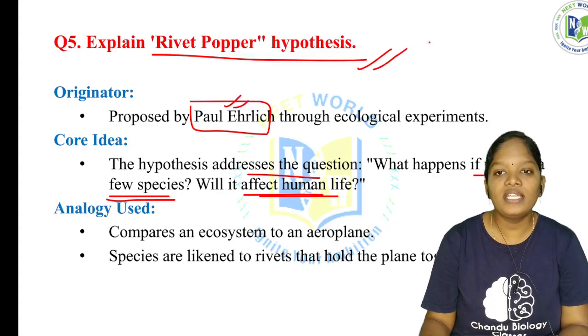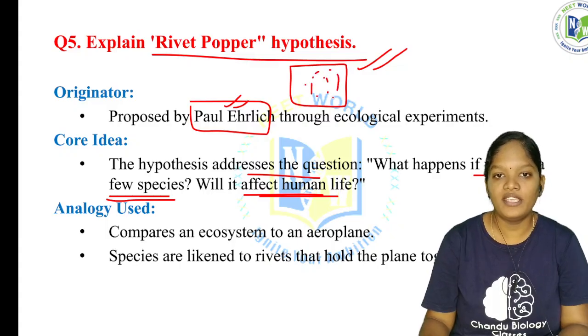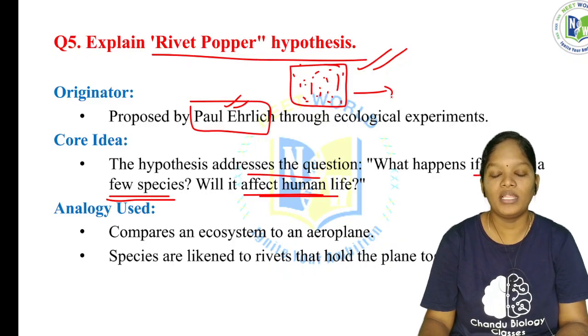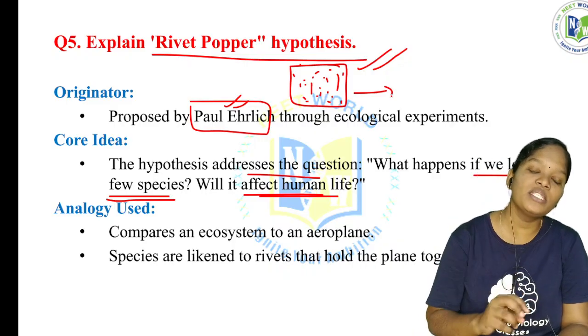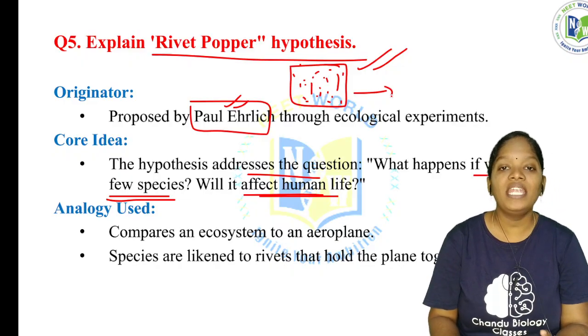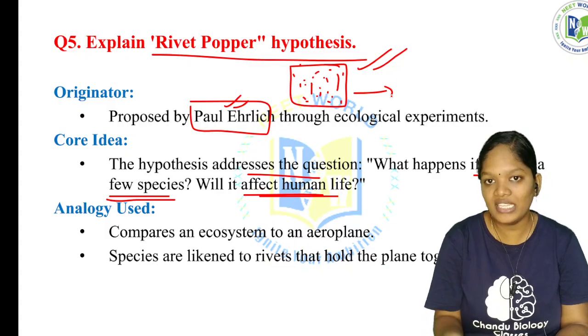Okay, so we consider this as an ecosystem. There are many species in this ecosystem, which make the ecosystem stable. If we remove the most important species from the ecosystem, will it affect the ecosystem? And even if it affects the ecosystem, will it affect human life?